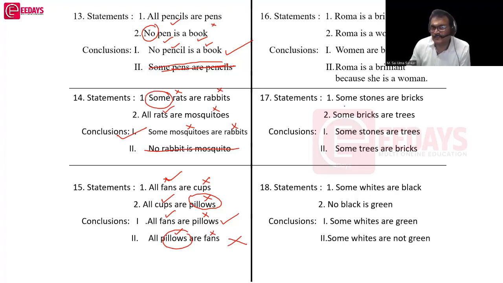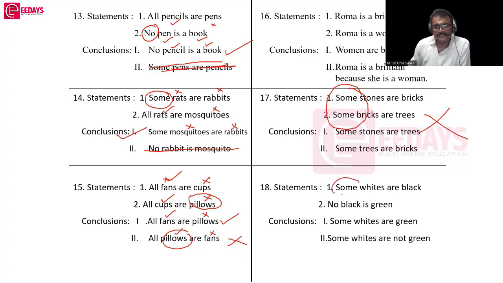Next, go to the 17th one. Some stones are bricks. Some bricks are stones. Both are particular. There is no mediate inference. Just leave it. Go to the next case.